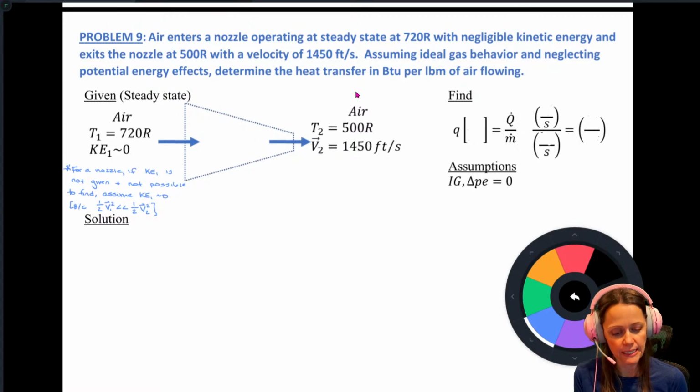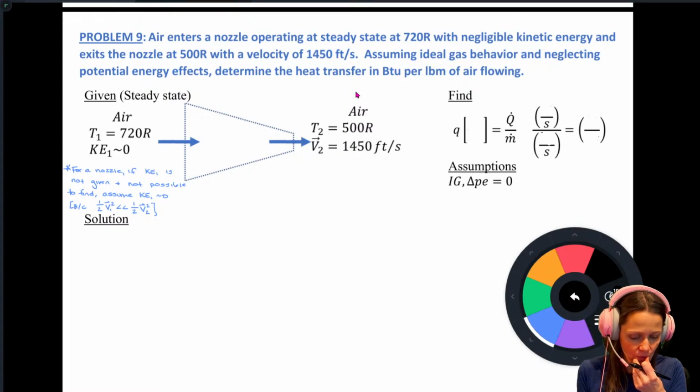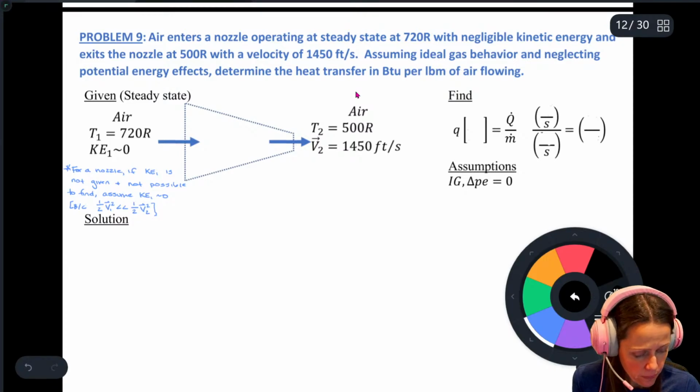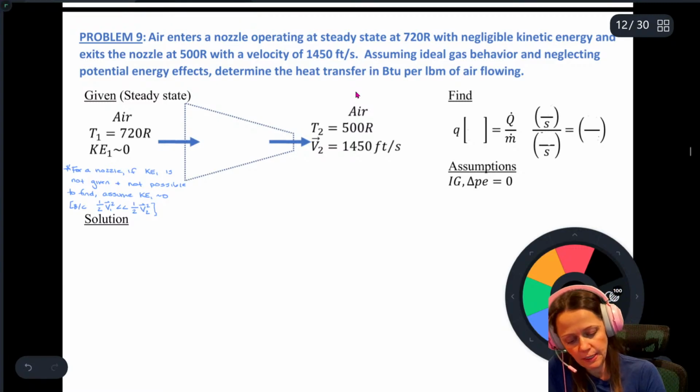So we can assume that it's an ideal gas, and we want to find the heat transfer in BTU per pound mass of air flowing. So remember our typical assumptions.